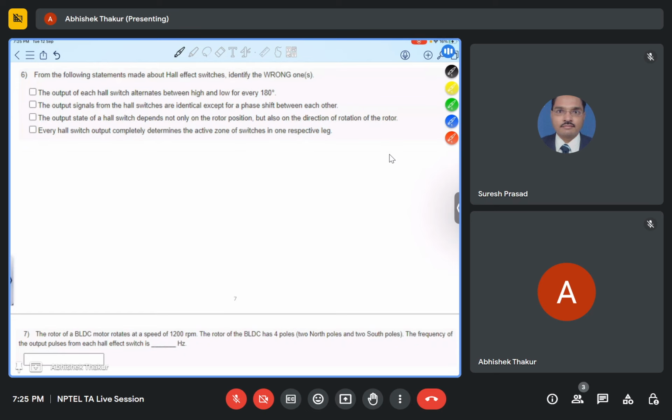Coming to the next question: from the following statements made about Hall effect switches, identify the wrong ones. The output of each Hall switch alternates between high and low for every 180 degrees. So it's wrong because it is becoming high and low after every 120 degrees. This option is wrong. The output signals from the Hall switches are identical except for a phase shift between each other.